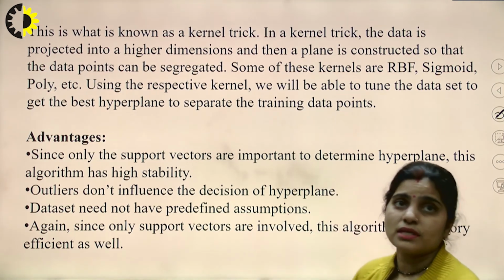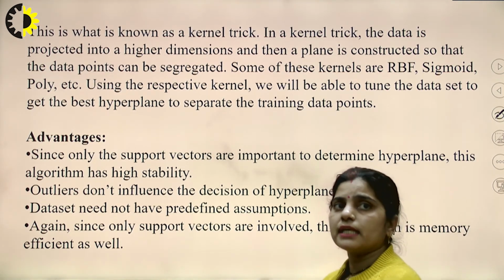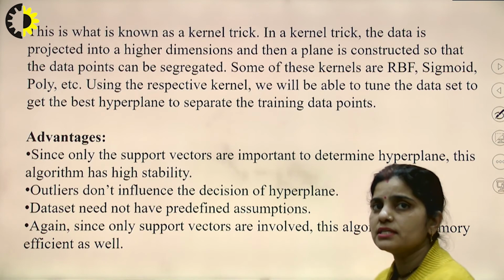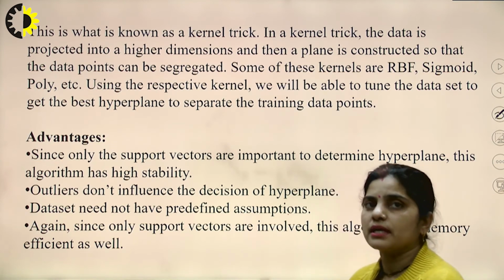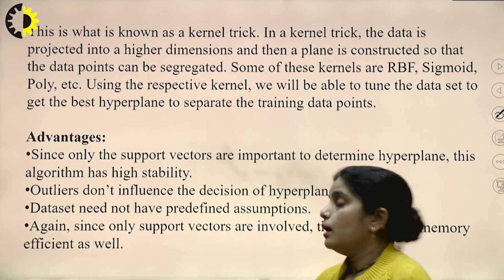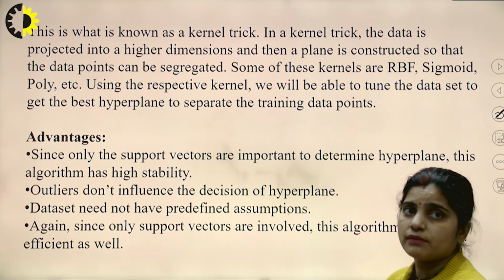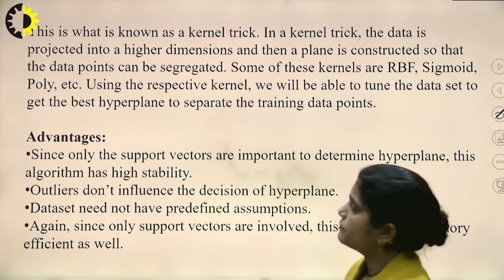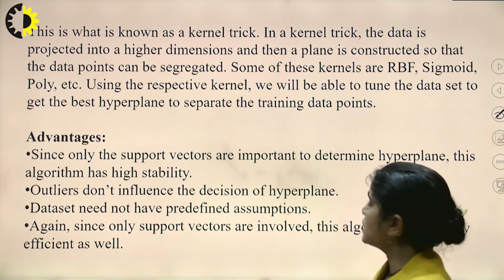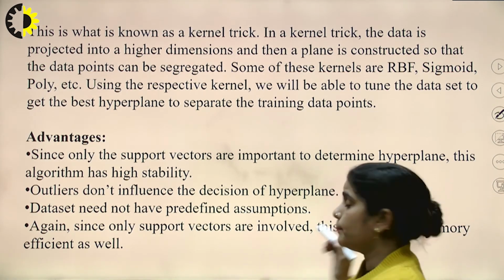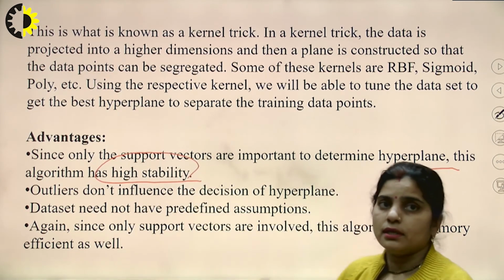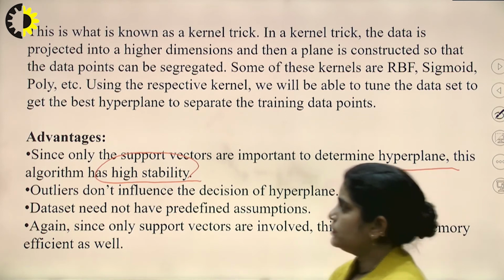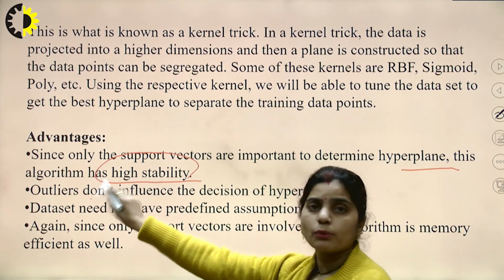So, this is known as the kernel trick, in which the data is projected into the higher dimensions and then we construct a plane so that the data points can be segregated easily. Now, what are some advantages and disadvantages of support vectors? First one is, since only the support vectors are important to determine the hyperplane, this algorithm has the highest stability.